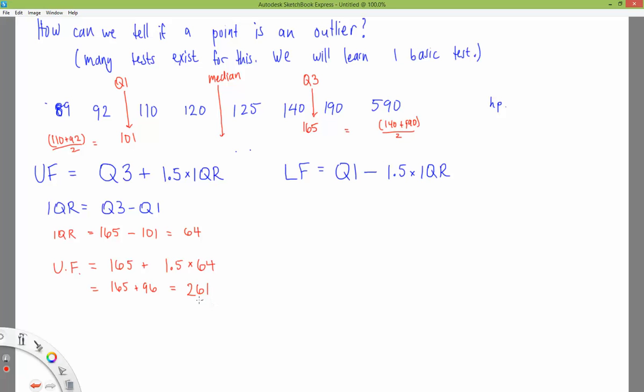So any data point that we have that's bigger than 261 is considered an outlier. But you still don't throw it out. You just have to say this is an outlier. Okay, any data point larger than 261 would be counted as an outlier.